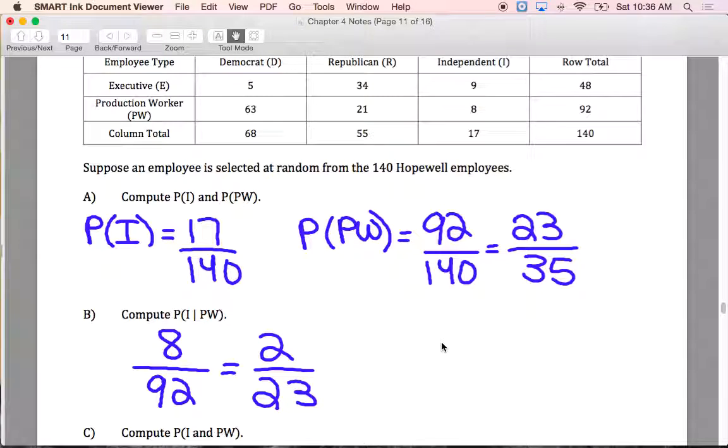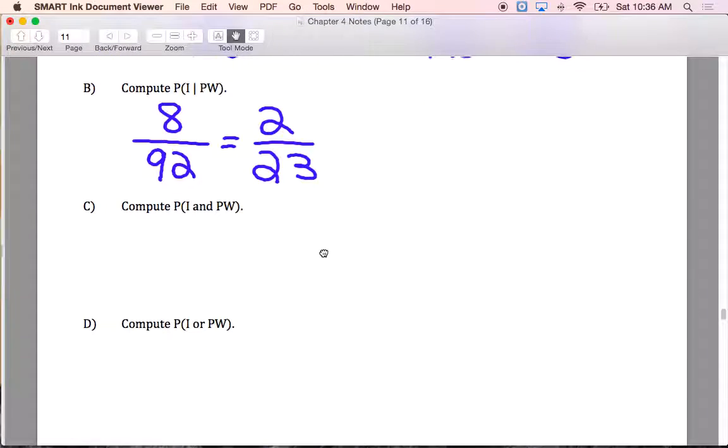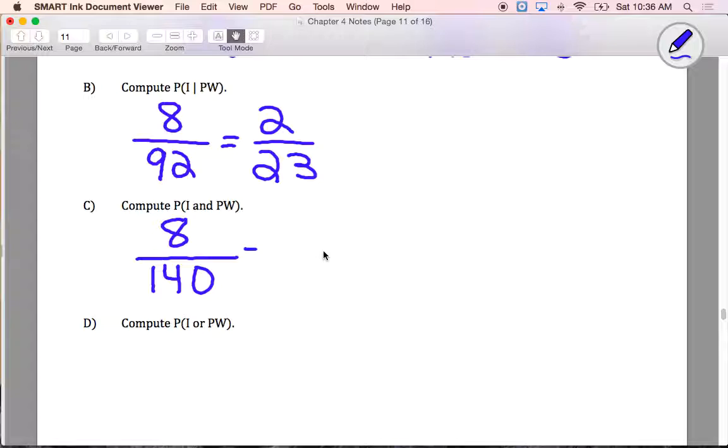Now for part C, you want to find the probability that they're independent and a production worker. Remember, we don't multiply. We're going to put the total on the bottom, and we want the number that falls in both the independent column and the production worker row as our top number, and that is 8. So it's going to be 2 out of 35.